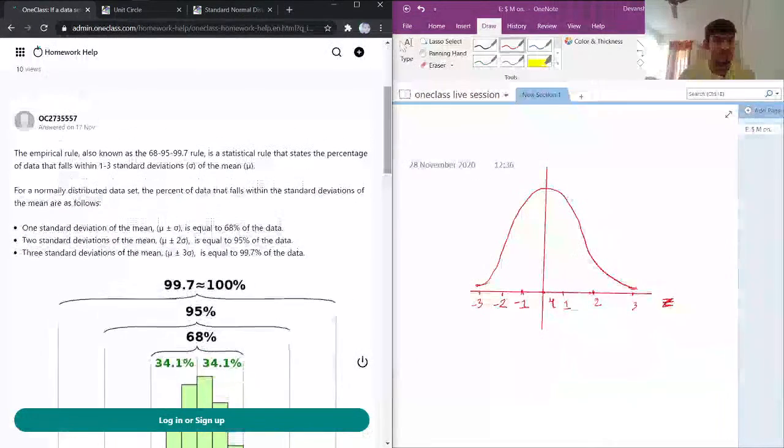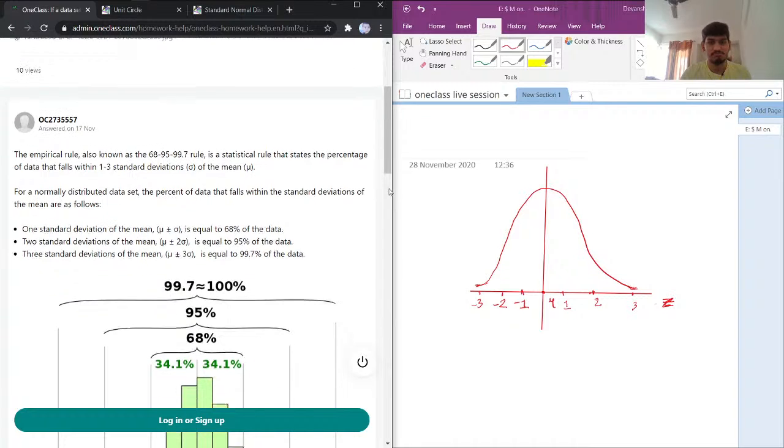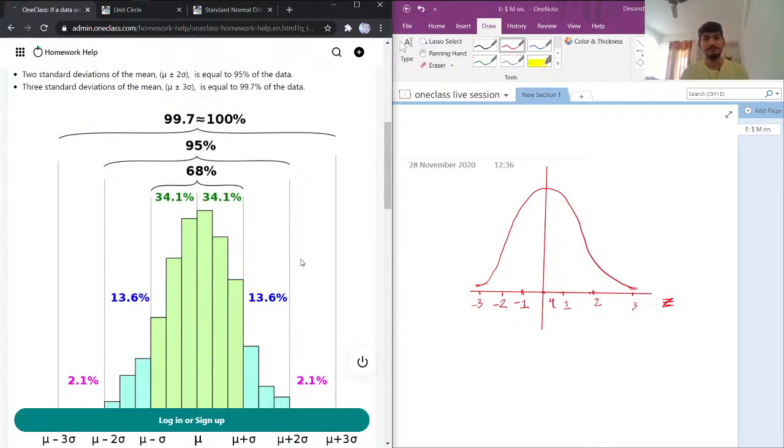Let's see what the empirical rule, also known as the 68, 95, 99.7 rule, is. It is a statistical rule that states the percentage of data that falls within 1 to 3 standard deviations sigma of the mean mu. For a normally distributed data set, the percentages of data that fall within the standard deviations of the mean are as follows. We are going to verify this solution.